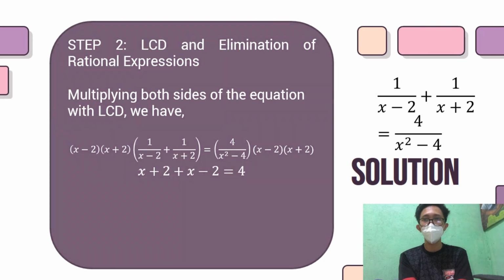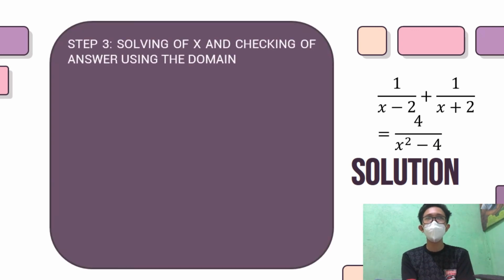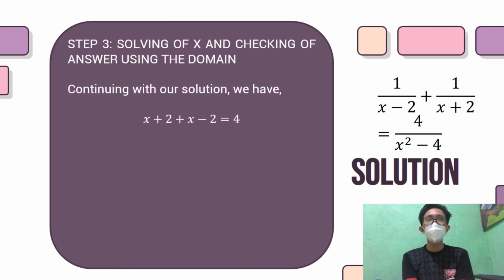Step number 3, solve for x and check whether that solution is part of the domain. Continuing with our solution, we have x plus 2 plus x minus 2 is equal to 4. So, x plus x is 2x and 2 minus 2 is 0. So, what remains is 2x is equal to 4. Divide both sides by 2. x is equal to 2.